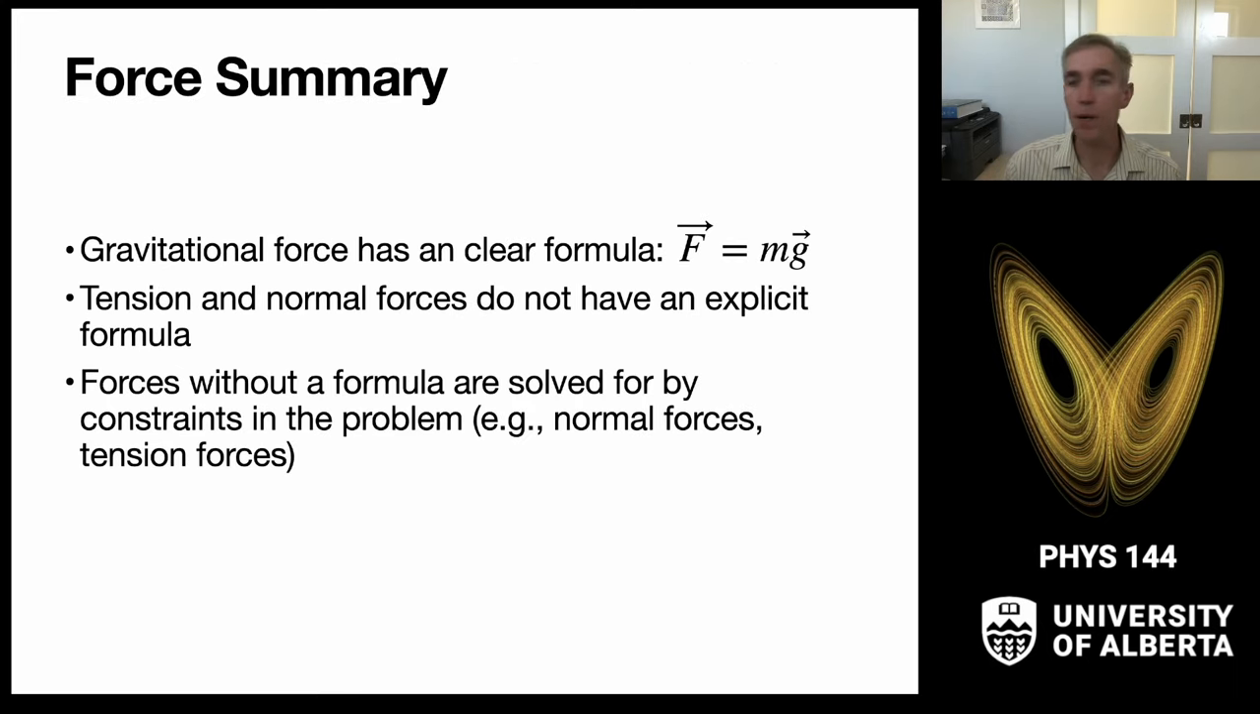Okay, so to summarize, gravity is a neat force. It has a very clear formula here near the surface of the Earth. The force is mass times the local gravitational acceleration, g. Tension and normal forces do not have formulas. They are instead set by the problem. They are called constraint forces, which means they are set by what needs to happen to make what we are observing in a problem true. And so we'll often just have a set where we will be able to analyze and determine what the tensions and normal forces are based on the physics within the problem.